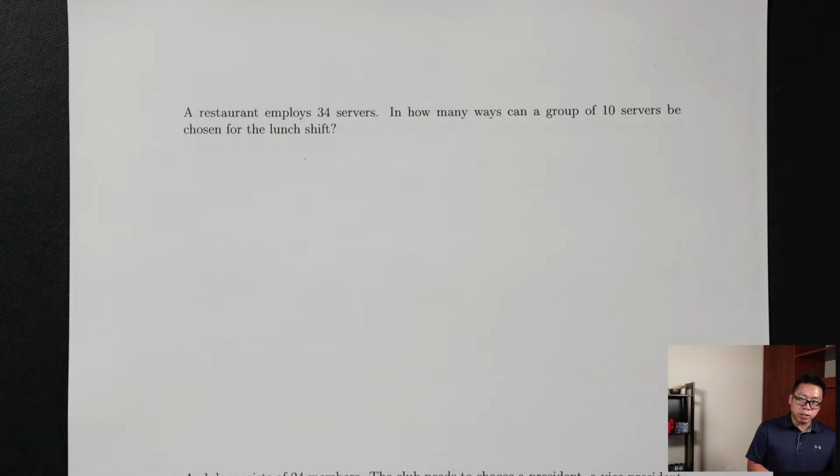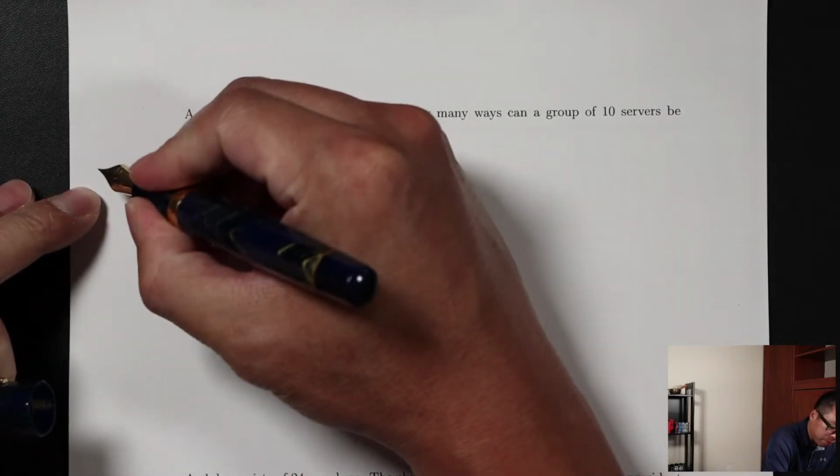So for this situation, is this a permutation or is this a combination? We have 34 servers and we're choosing 10 of them for the lunch shift. Does the order that we choose these 10 people matter? It does not, right? These 10 people are going to come for the same shift. It doesn't matter who we choose first, second, third, 10th. So order does not matter. So this is a combination question.